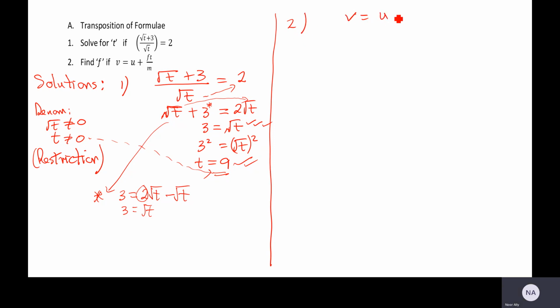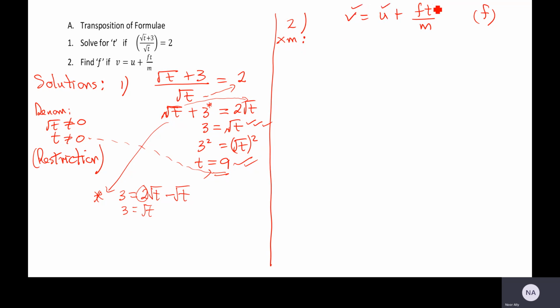V is equal to U plus Ft divided by M. I want to transpose the formula so that I find F in terms of all the other variables. Now, once again, how you do that just depends on you. Firstly, I would go with LCDs. Let's remove the LCD, which is M.